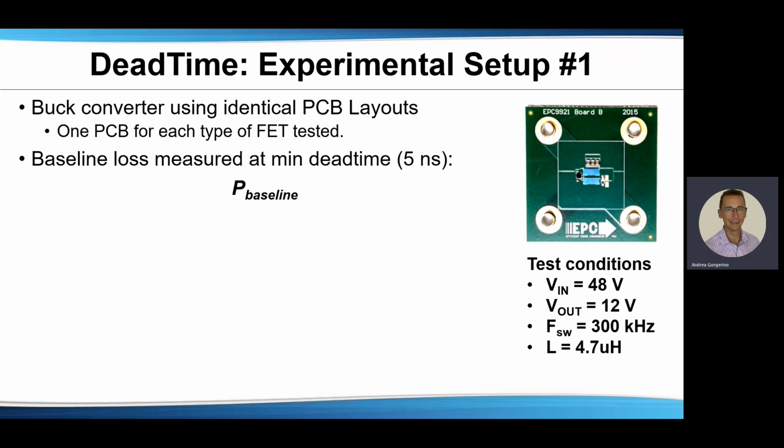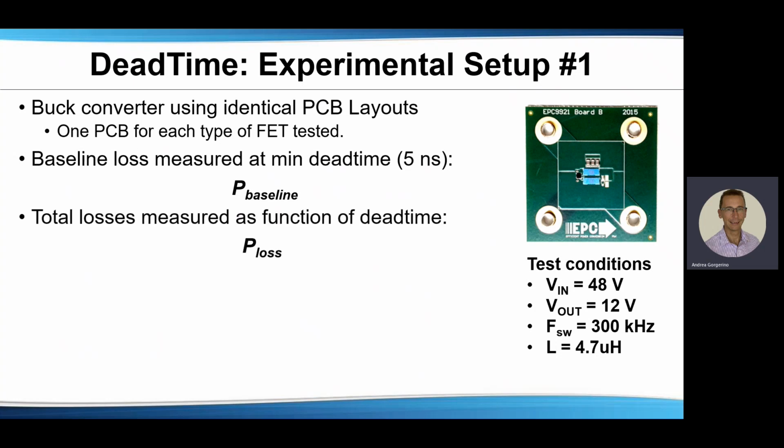So let's take a look at all of these effects in an experimental setup. We've done some GaN versus MOSFET experiments using 80-volt parts. We designed a special 50 millimeter by 50 millimeter half bridge board for each of the FETs tested. They have identical layout as close as possible because, of course, the footprints are different. Each board was operating at 25% duty cycle, 300 kilohertz, with a 4.7 microhenry output inductor and output capacitors.